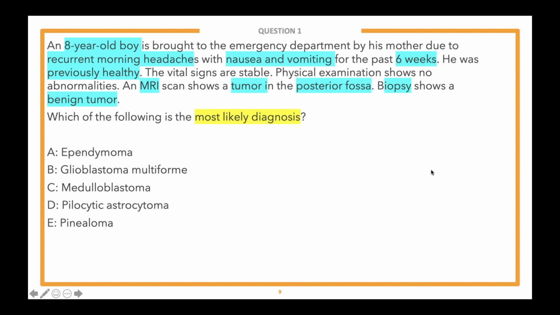What we have here are 5 answer choices, okay? And what we recommend is that when you're going through answer choices, you start at the bottom and work your way up to the top.